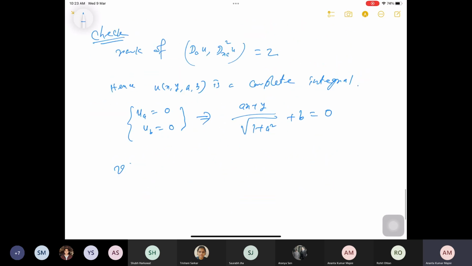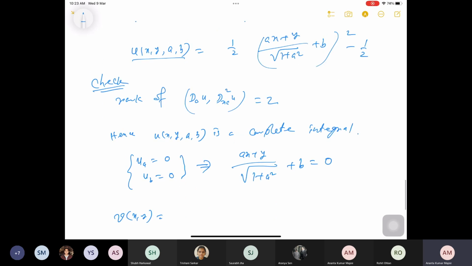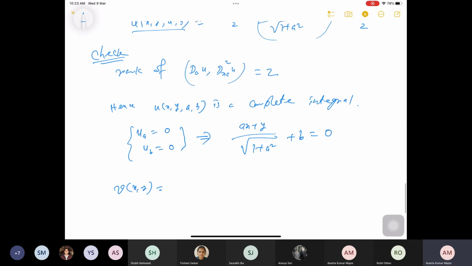So if I define my v(x, y), which is now equal to minus half. Okay, hence v(x, y) equal to minus half is a singular solution of the given PDE. So what is the work methodology? To find the singular solutions of a given nonlinear first order PDE, first you have to find a complete integral.